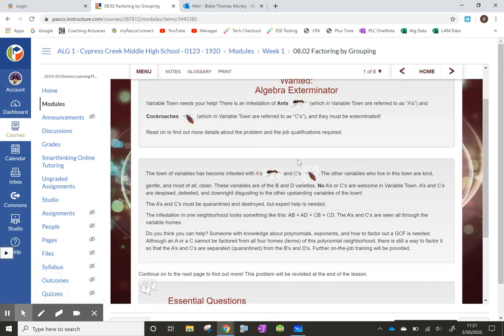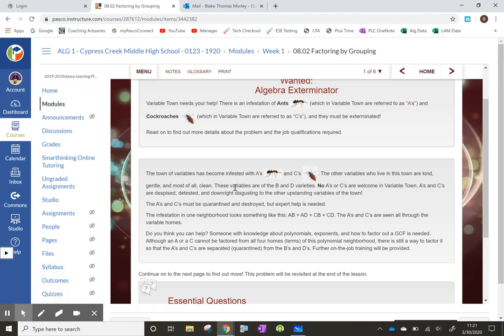So coronavirus has attacked this village of insects, or whatever they are, right? Variable town, ants and cockroaches. The town of variables has become infested with A's and C's. The other variables who live in this town are kind, gentle, and most of all, clean, right? Not coronavirus. They're doing the distance learning like you are, social distancing, very good people.